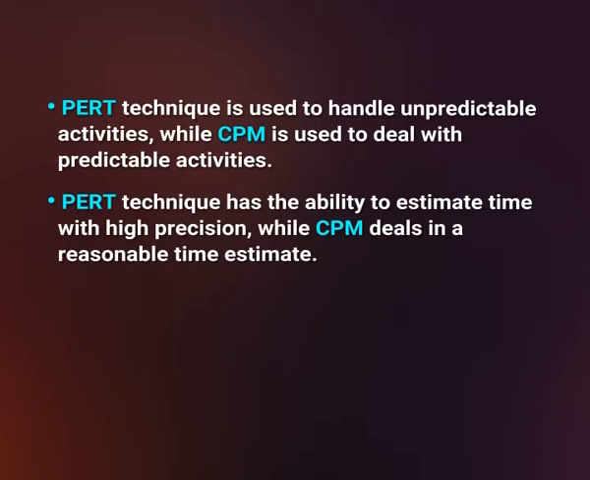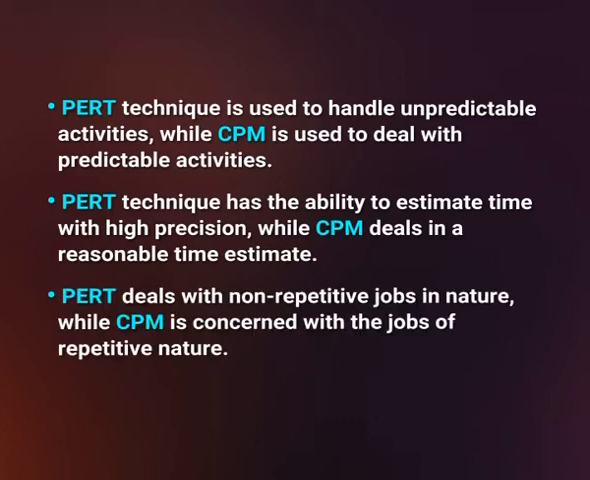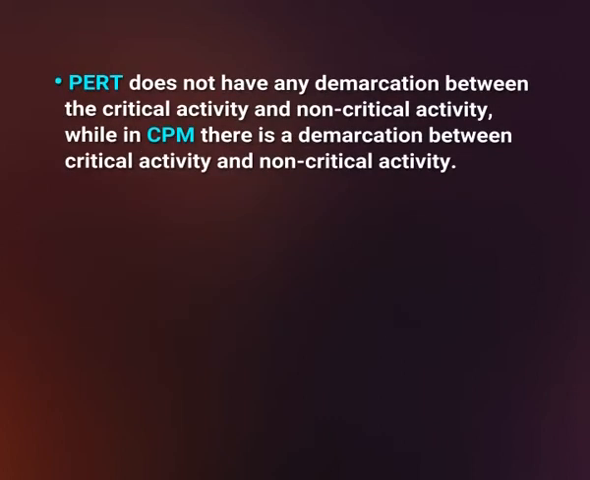PERT technique is used to handle unpredictable activities, while CPM is used to deal with predictable activities. PERT technique has the ability to estimate time with high precision, while CPM deals in a reasonable time estimate. PERT deals with non-repetitive jobs in nature, while CPM is concerned with the jobs of a repetitive nature. PERT does not have any demarcation between the critical activity and non-critical activity, while in CPM there is a demarcation between critical activity and non-critical activity.